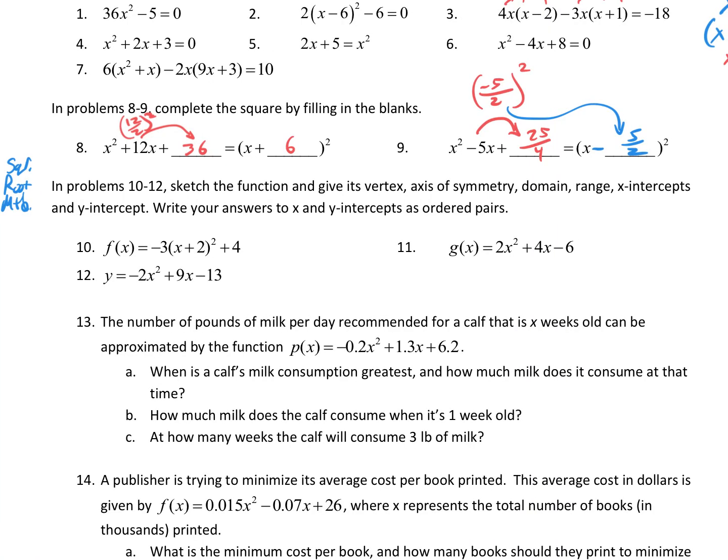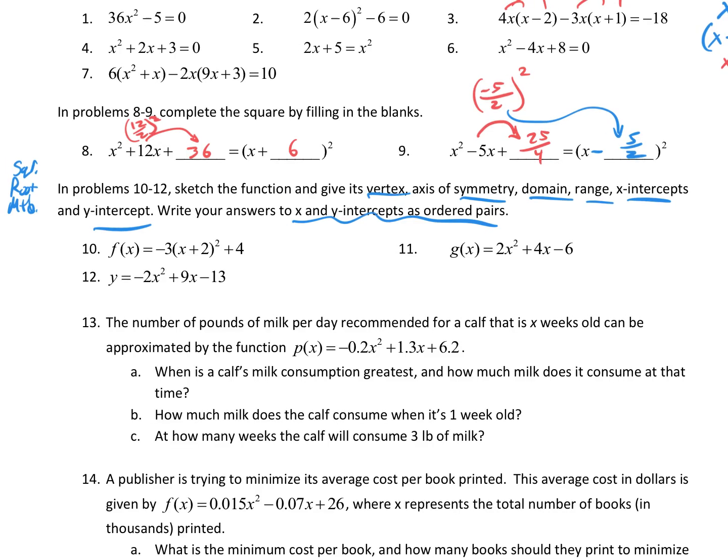So you need to be ready to complete the square by finding the values there, and you need to be able to solve using completing the square. So be ready for that. All right, so now for each of these, we want to sketch the function. We should be able to find its vertex, axis of symmetry, domain, range, x-intercepts, and y-intercepts. And we'll write those intercepts as ordered pairs.